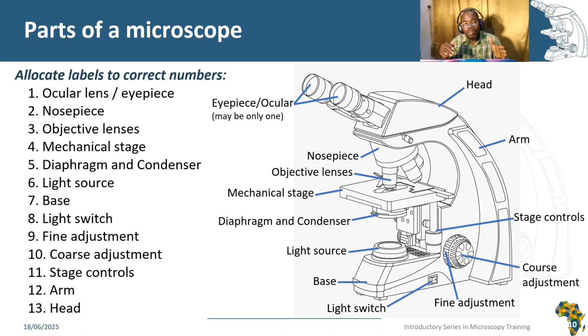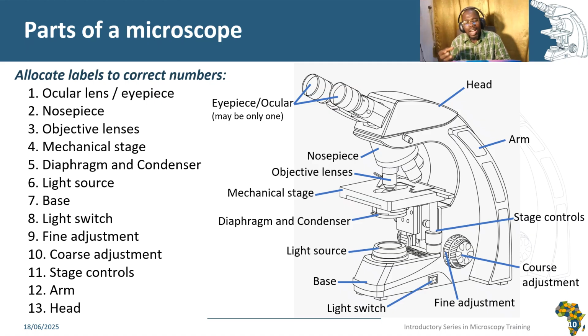The times 4 objective lenses, otherwise called scanning objective lenses, times 10 objective lenses, also called low power objective lenses, times 40 objective lenses, also called the high power objective lenses, and times 100 objective lenses, which is globally recognized as the oil immersion. The resolving nose piece is a part of a microscope that allows an observer to change between different objective lenses.